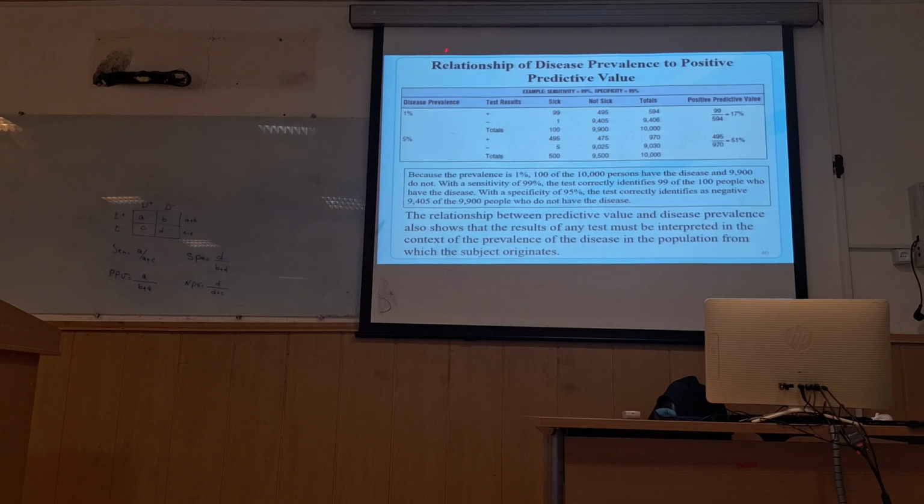For example, in Iran, prevalence is 1%, and in another country, the prevalence of disease is 5%. Yes? Sensitivity and specificity are the same in both countries, but positive predictive value is different. Why? Because the prevalence is different. It's a very important point.